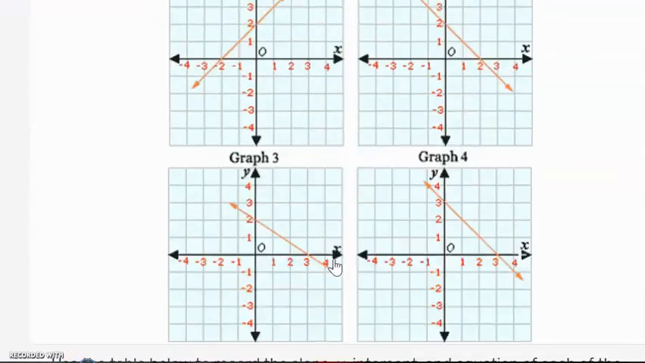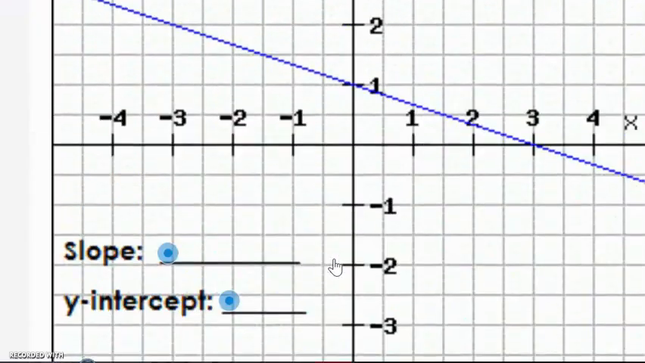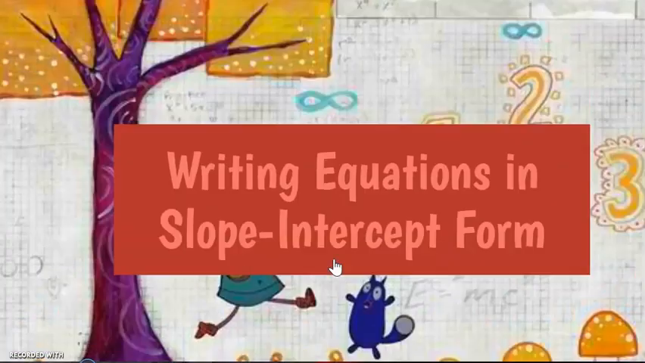So you'll complete that. When you're finished, you will hand in your work, and that is all we have for today.